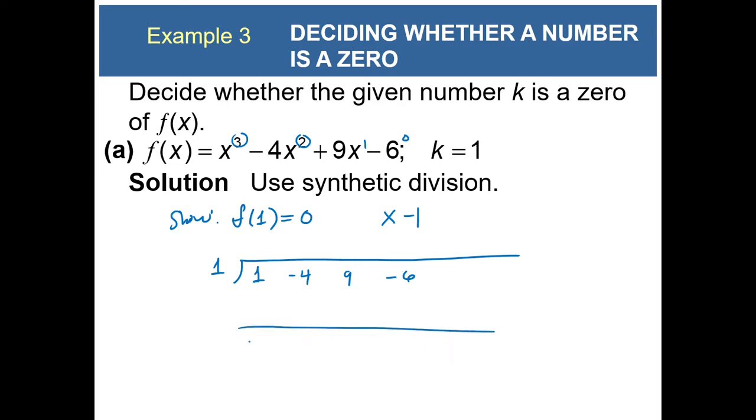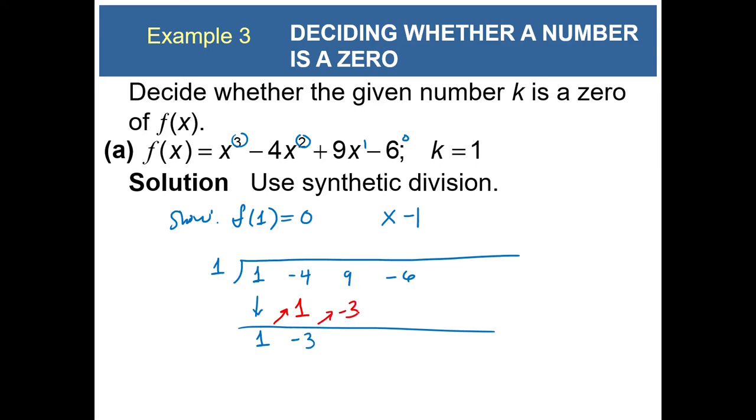So we'll use synthetic division. The first step is always to bring down the 1, and then we'll multiply. 1 times 1 is 1. Put the 1 underneath the negative 4. Negative 4 plus 1 is negative 3. Then we'll multiply again. 1 times negative 3 is negative 3.